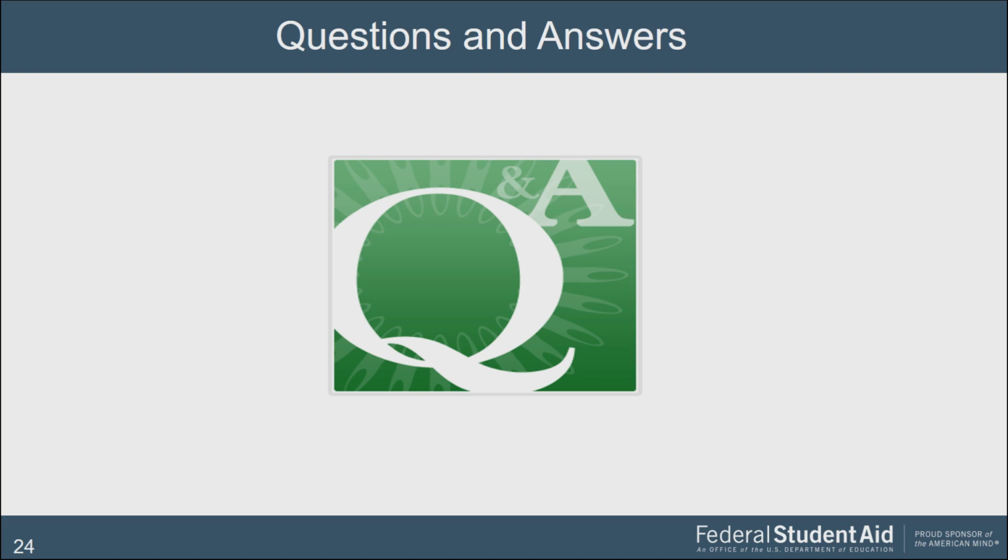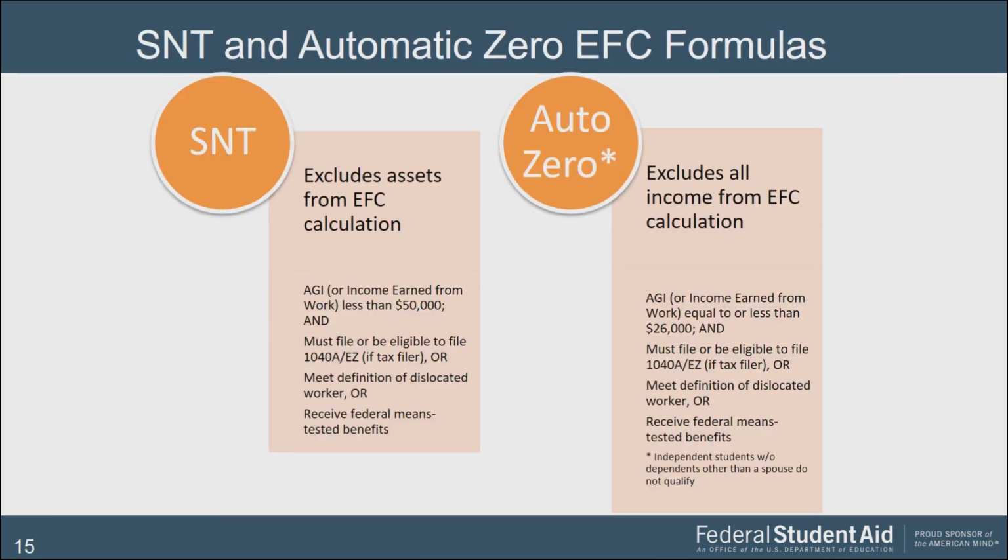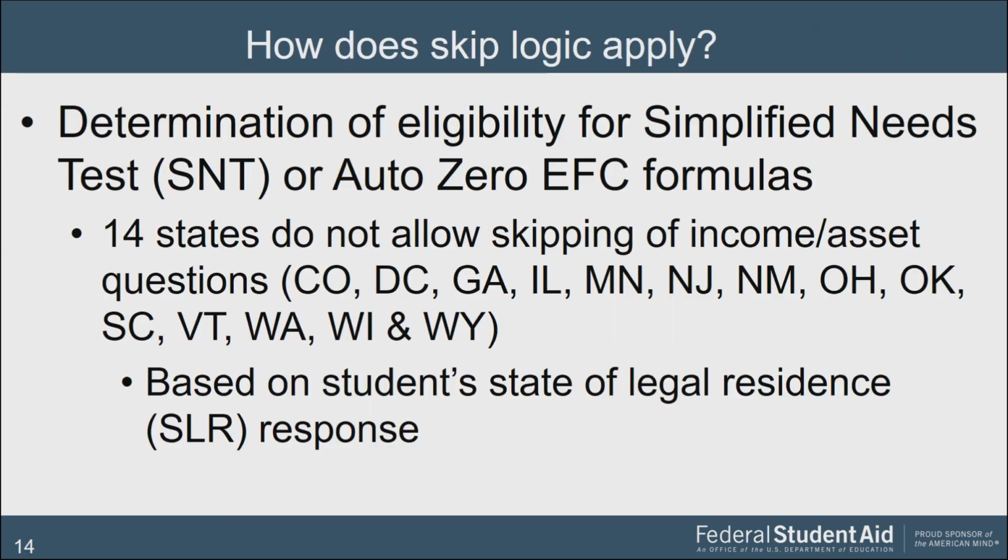Hello, just going back to the question about slide 14 that listed all the states that require you to not be able to skip the income asset question. If we were to want to approach them about not skipping those questions, who in the state would we talk to? Do you know?